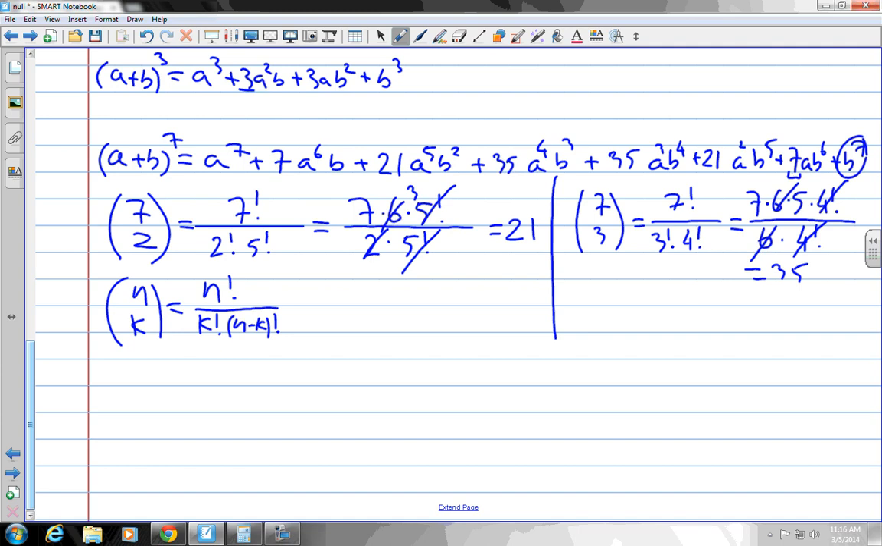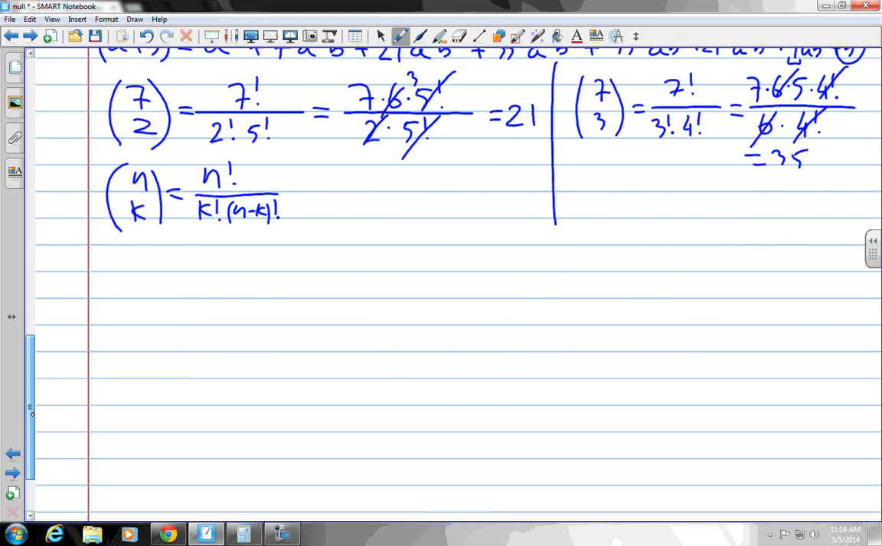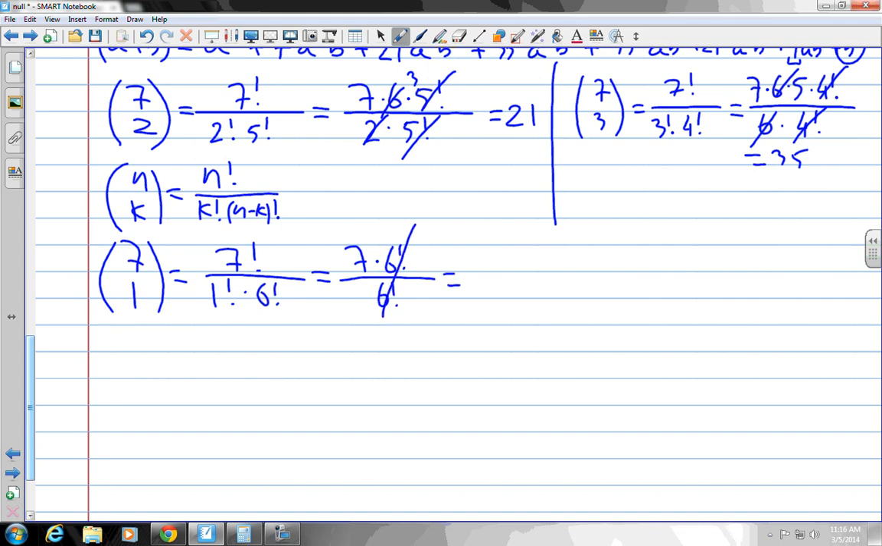Now let me show you. If I do, let's say 6 and 1, if I compute this formula, 7 choose 1, so that becomes 7 factorial over 1 factorial times 6 factorial. It will equal 7, because 7 factorial is 7 times 6 factorial. 1 factorial is 1, who cares? That's 6 factorials, they cancel, that equals 7.